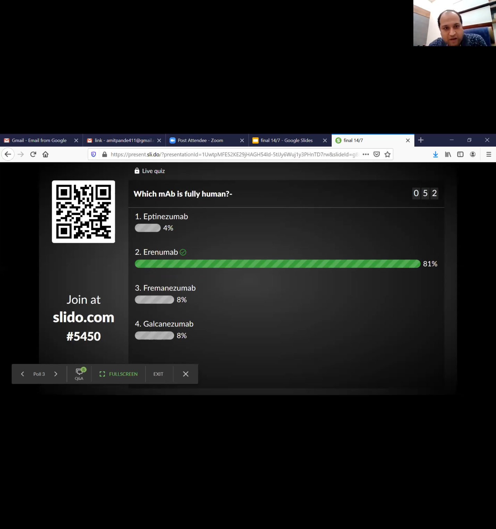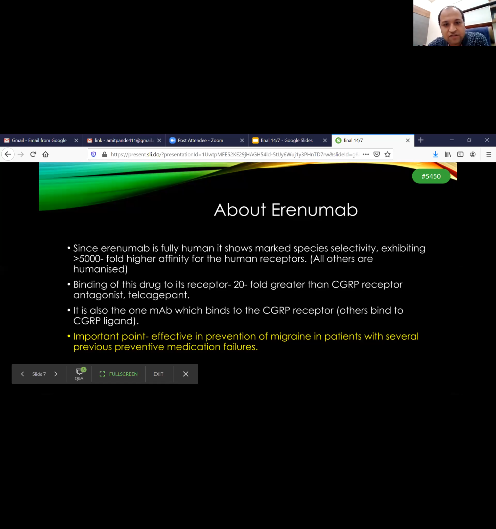So something about adalimumab. Since adalimumab is a fully humanized monoclonal antibody, it shows marked species selectivity and exhibits about 5,000-fold higher affinity for the human receptors. Binding of this drug to its receptor is 20-fold greater than the CGRP receptor antagonist telcagepant. It is also the one monoclonal antibody which binds to the CGRP receptor. Others bind to the ligand. Important point here is it is effective in prevention of migraine in patients with several previous preventive medication failures. So this is an important point. So whenever you don't have any option, you can use adalimumab.